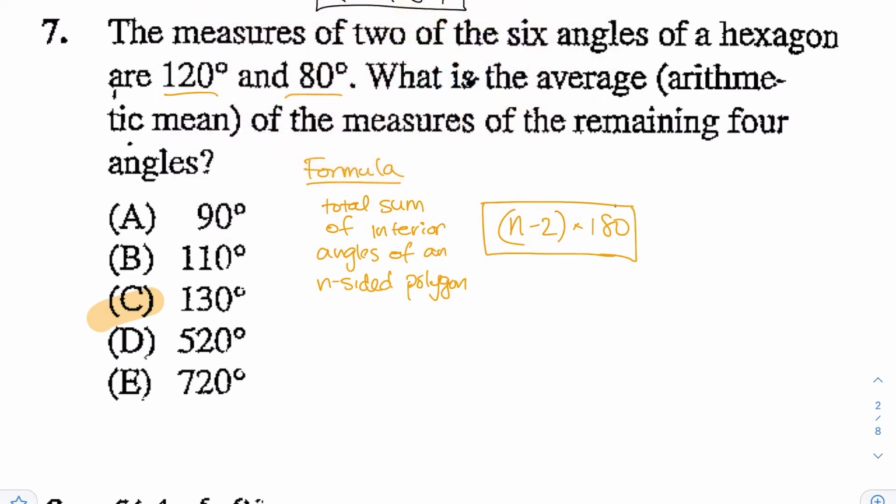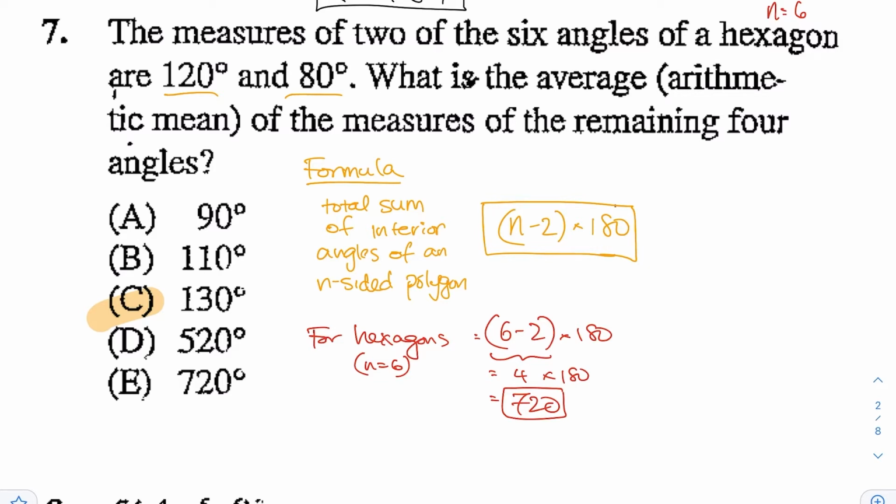Now, here for this hexagon, we know that n is equal to 6. So for hexagons with n equal to 6, you'll just substitute in 6 for n. So that will be 6 minus 2 times 180, which is equal to 4 times 180, which will be equal to 720.